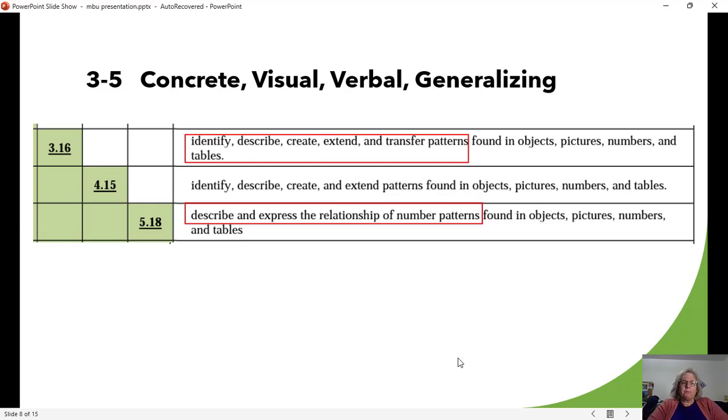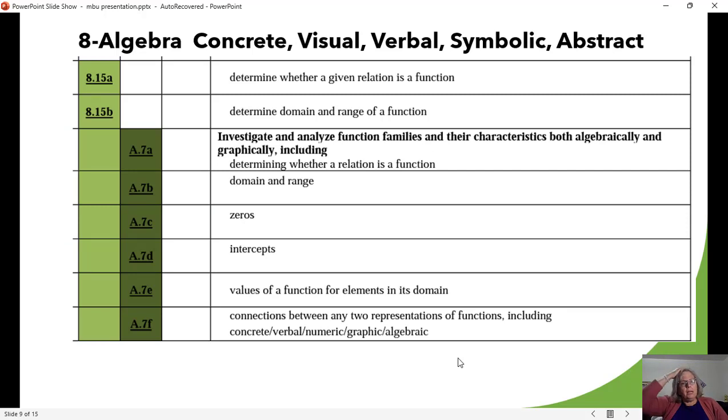Okay, in grades 3 through 5, things continue forward. We're going from identifying, describing, creating, extending, transferring patterns, not just in objects, pictures, and numbers, but also in tables, which is getting closer and closer to more algebraic thinking and organizing. And then in 5th grade, they have to also be able to express the relationship of number patterns. And expressing means to use symbols like +2 or +4 or ×2 or ×3 in order to identify the pattern.